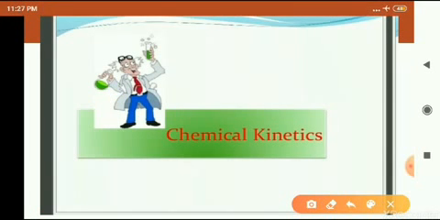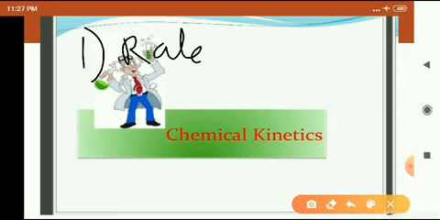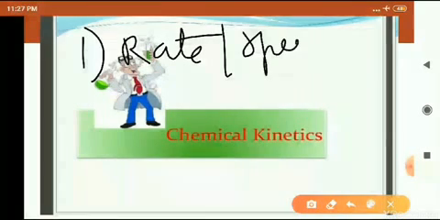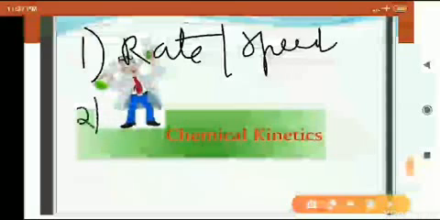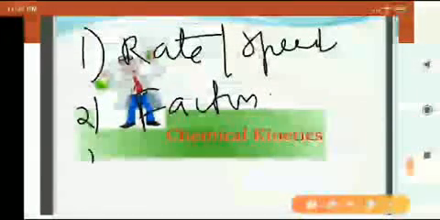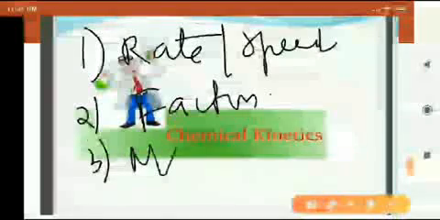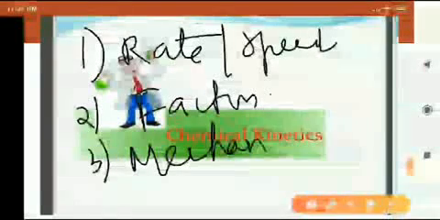Our main focus today will be on the rate of the reaction. Chemical kinetics is that branch of chemistry which deals with the study of the rate or speed of the reaction. Number two, factors on which the rate of the reaction depends. Number three, mechanism of the reaction.